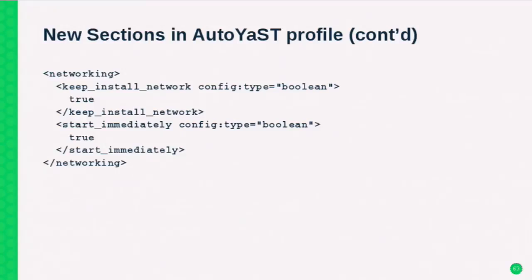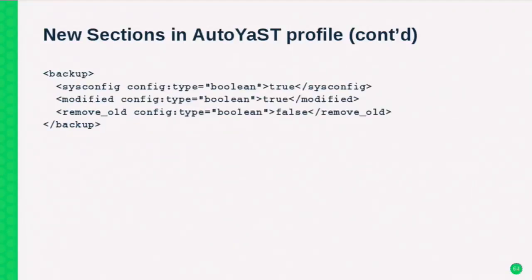The next one is about networking. The keep install network option tells you what to do. You have the same sound as I do. The first one tells you what to do with the network used during the auto installation itself, set by Linuxrc. And the other one is not relevant anymore in recent versions.